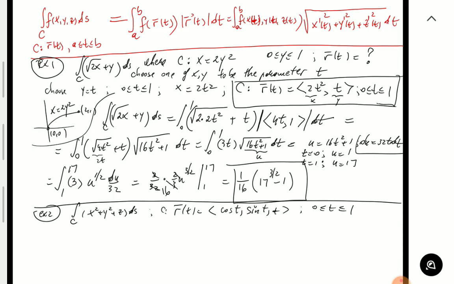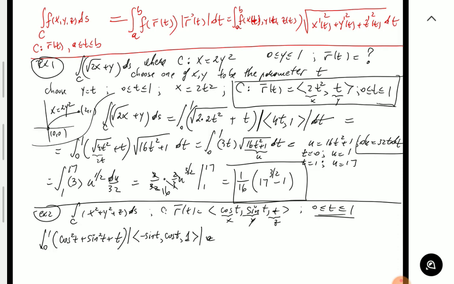Here the parameterization is already given, so we can go straight to the actual integral. From 0 to 1, plug in the curve components carefully into x, y, z. That means x squared becomes cosine squared t, plus y squared is sine squared t, plus t. Arc length is the magnitude of r prime. So r prime is minus sine of t, y prime is cosine of t, z prime is 1.